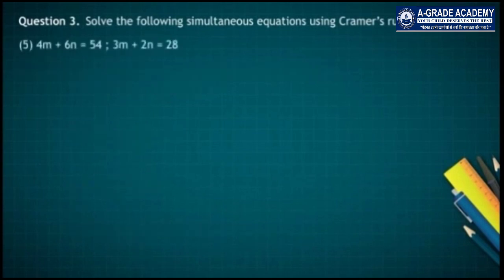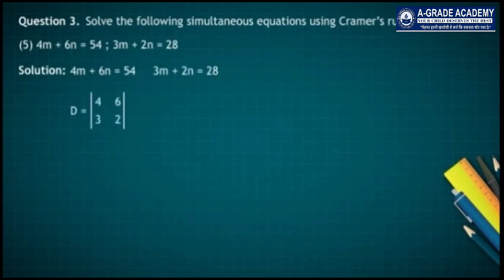5. 4m plus 6n is equal to 54. 3m plus 2n is equal to 28. Solution. 4m plus 6n is equal to 54 and 3m plus 2n is equal to 28.